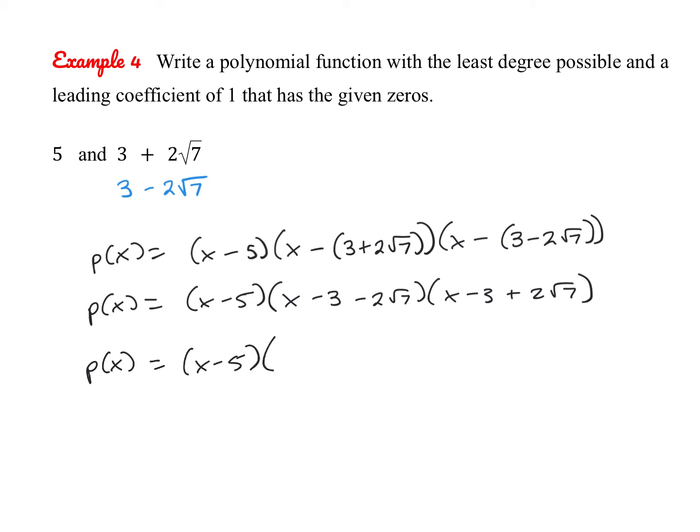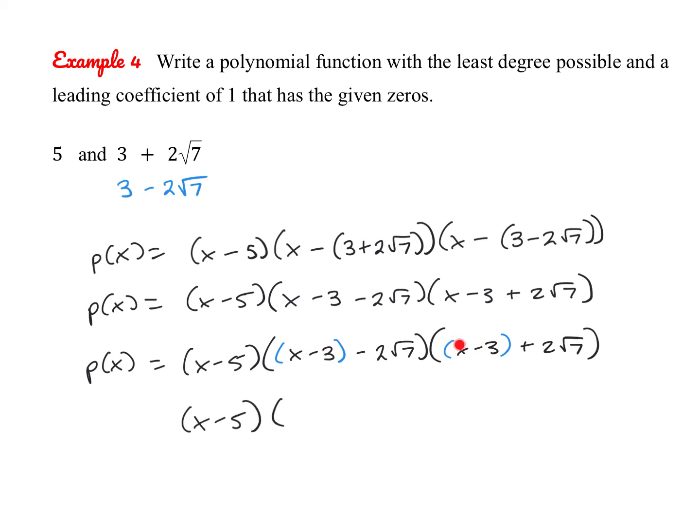You'll see what I mean in just a second. Again, just to show, I'm going to group the x minus 3 as its own factor like this, and then we have minus 2 root 7, and then I'm going to again group this x minus 3, and then plus 2 root 7. I'm going to multiply out these two polynomials first. We'll multiply in the x minus 5 later.